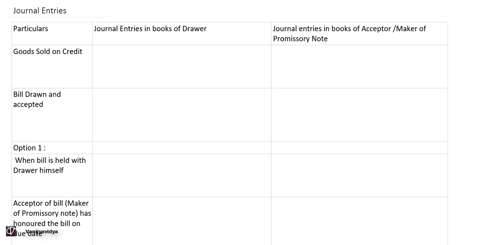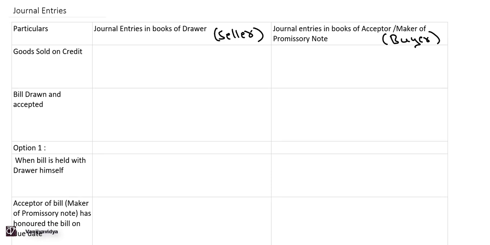Hello everyone. So in this session we will see what are the journal entries for the bill of exchange or promissory note in the books of drawer and in the books of acceptor of a bill of exchange or maker of a promissory note. So drawer is a seller and acceptor or the maker is a buyer. Now let us see the journal entries for this.